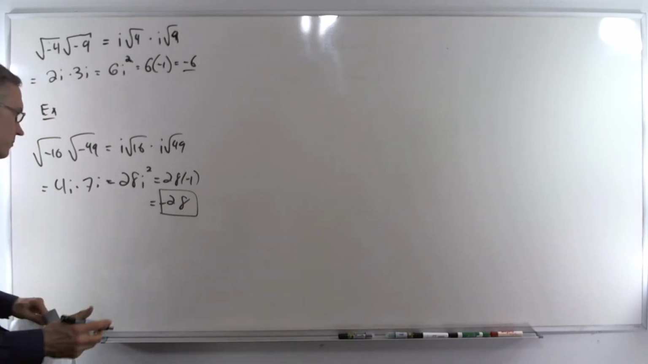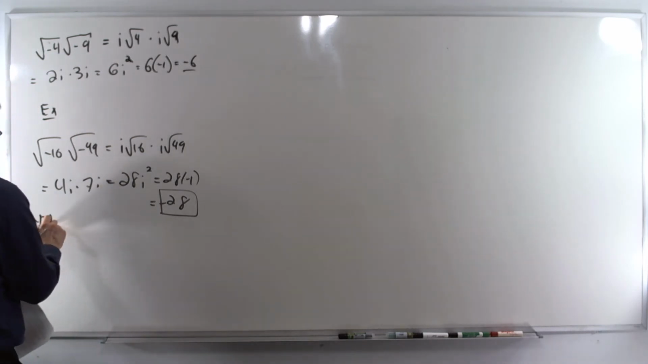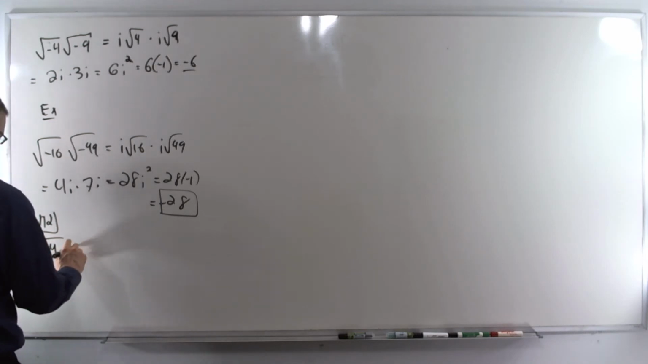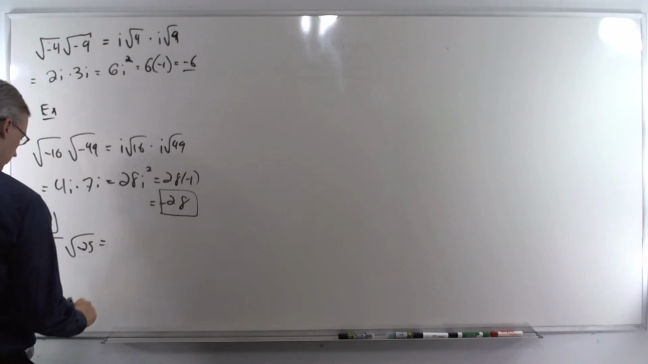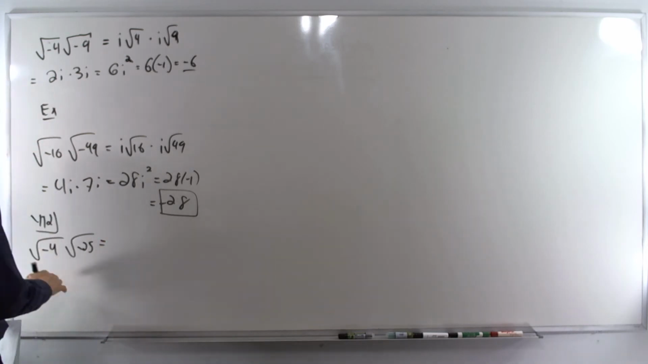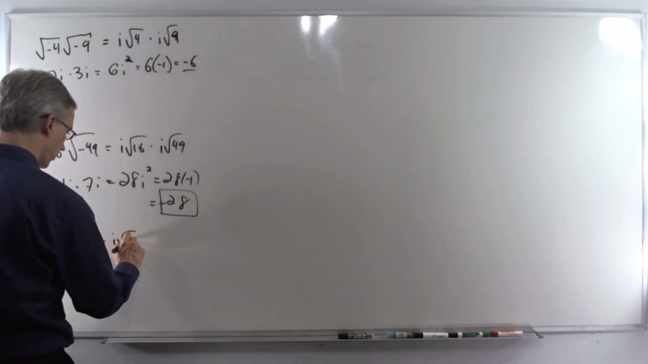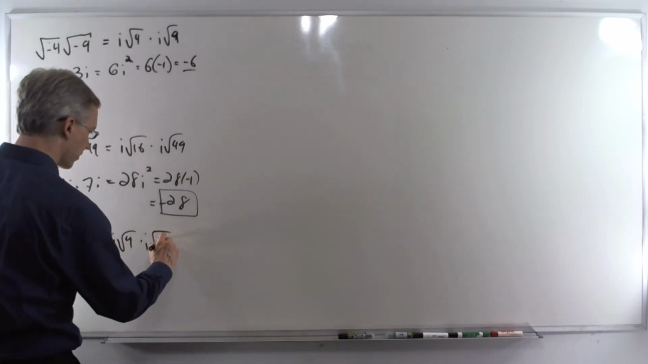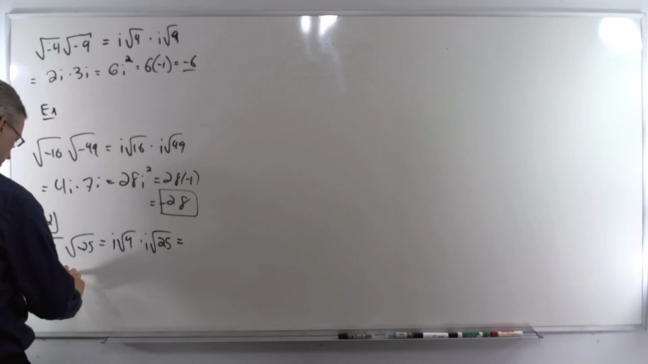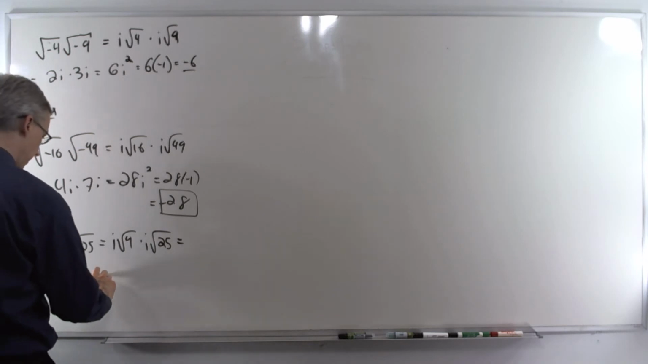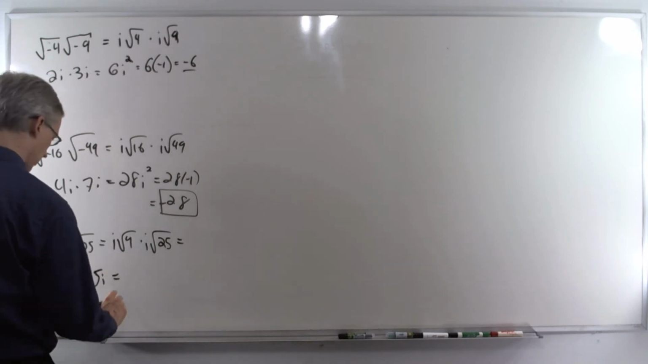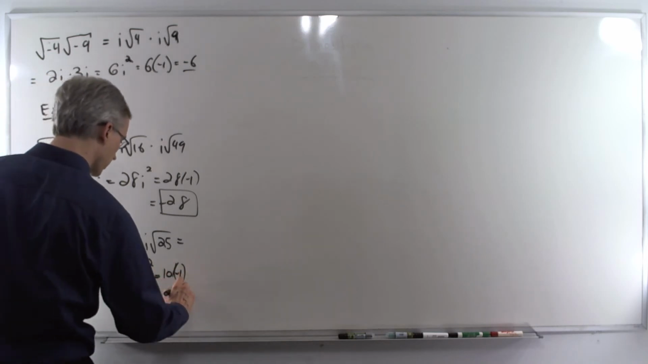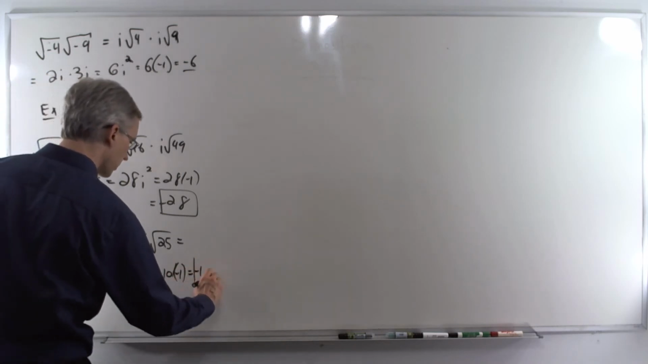Your turn, number 2. Square root of -4, that is I times the square root of 4. Square root of -25 is I times the square root of 25. So that equals 2I times 5I, which is 10I squared, which is 10 times -1, which equals -10.